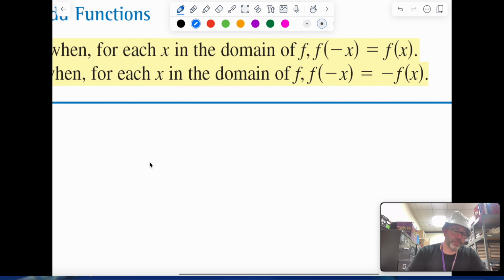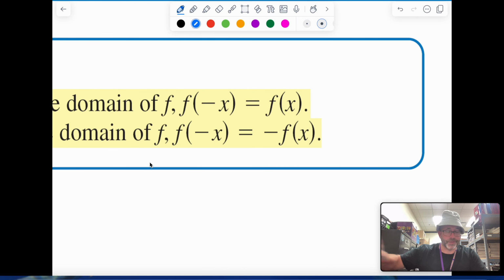Well, it says simply here, if you read all this stuff, there's a lot of words. Here's what it literally says. If I put in the opposite x value and I get the same y value, it's an even function. And if I put in the opposite x value and I get the opposite y value, remember f of x means y, then it is an odd function.